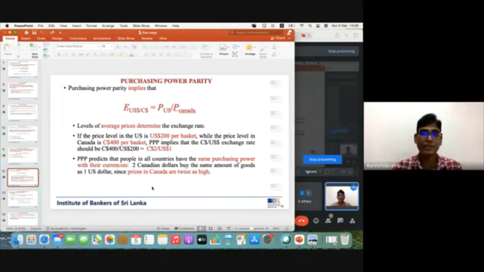Now take Sri Lanka and the US. In a present scenario, you can think that Sri Lankan prices are moving faster than the US. That means the Sri Lankan general price level, the average price level, is increasing faster than the US. Then how do we perceive the exchange rate? Definitely, the Sri Lankan currency is going to depreciate. So based on your view on the price level, you can forecast the exchange rate. Is that okay?